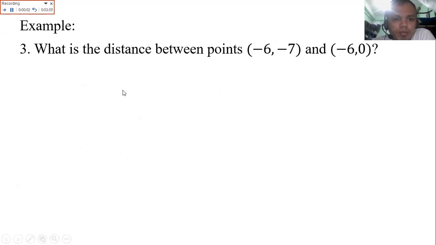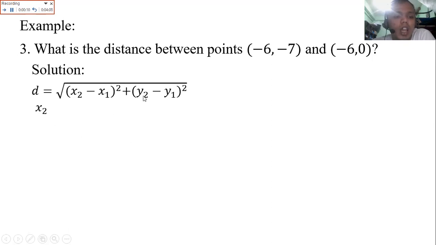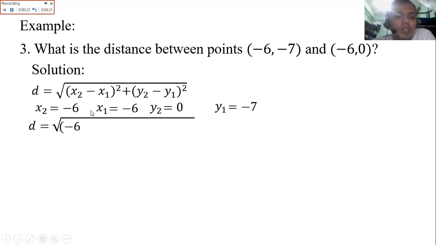Next one. What is the distance between the points negative 6 and negative 7, and negative 6 and 0? So again, another distance. It is the same process. X sub 2 is negative 6, x sub 1 is negative 6 also. Y sub 2 is 0. Your y sub 1 is negative 7. Substitute. Negative 6 minus negative 6 squared, plus y sub 2, 0, minus negative 7.